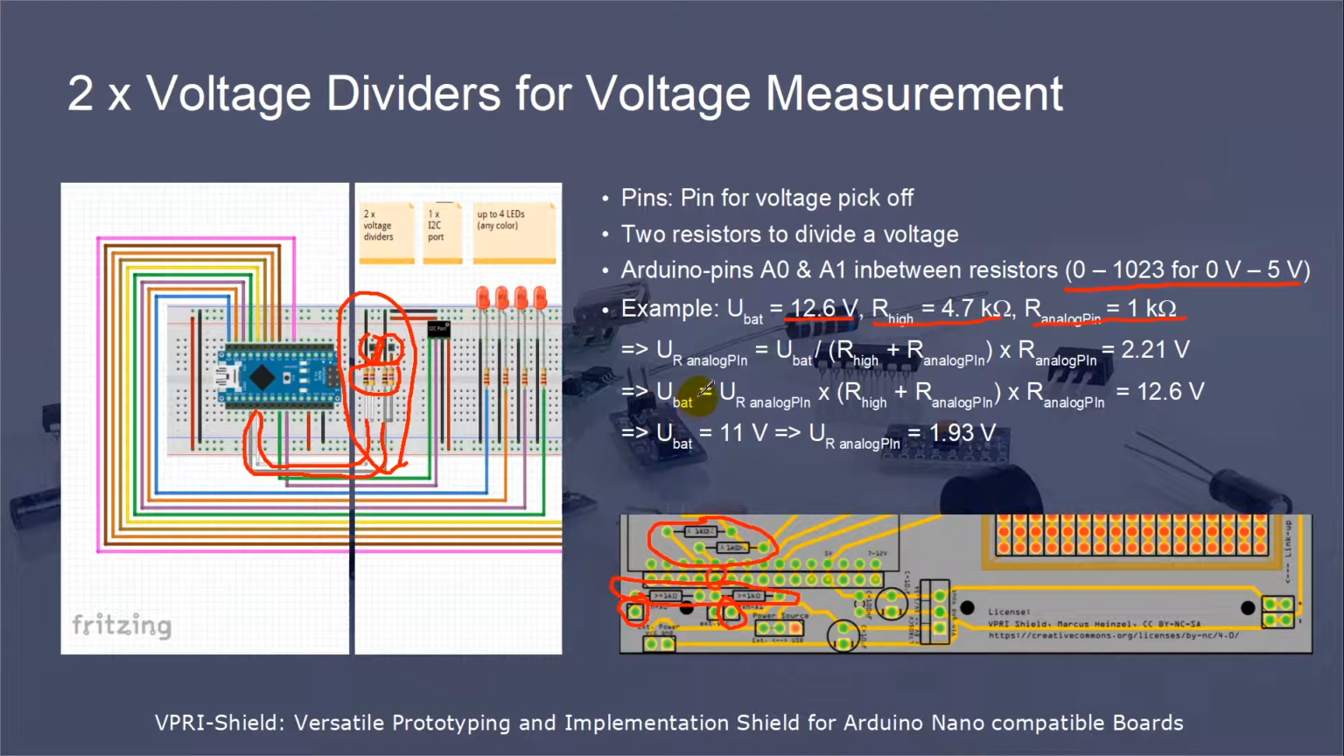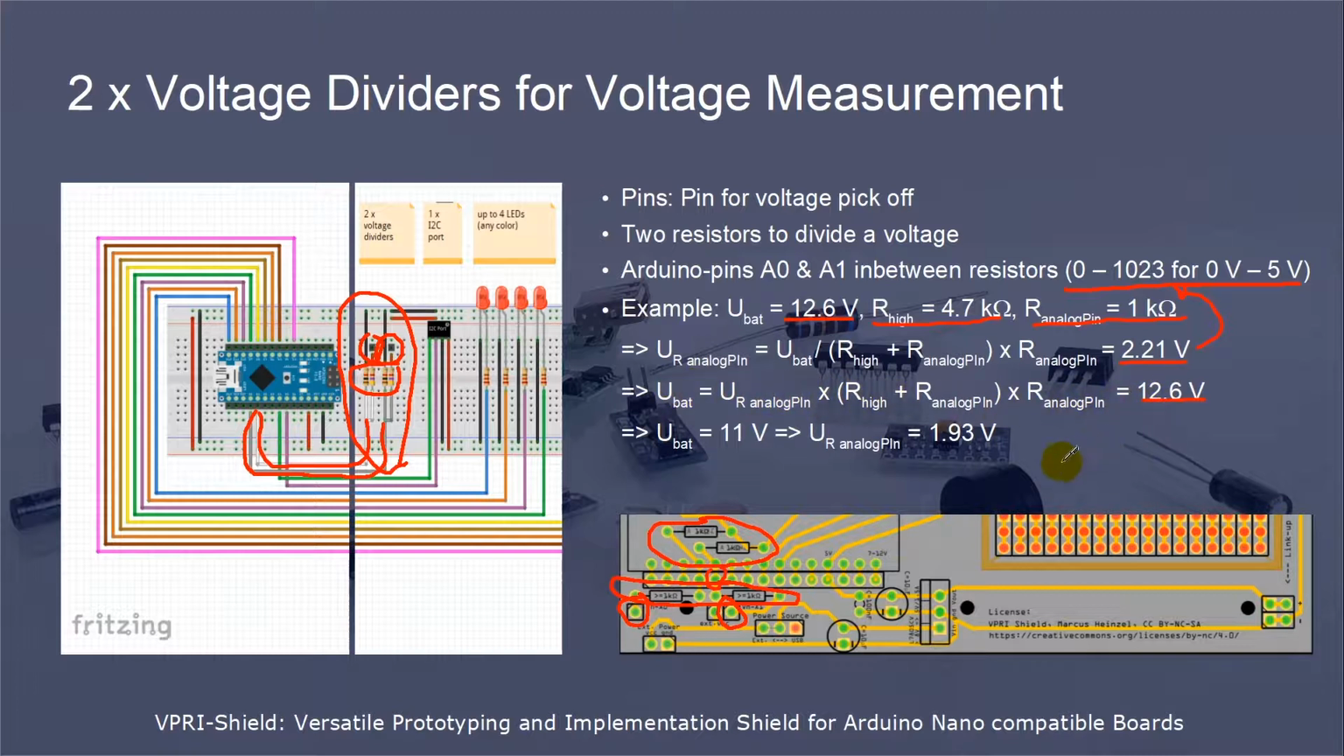If you put in 12.6 volts into the following equation together with the resistor values of 4.7 kilo-ohms and 1 kilo-ohm, then the resulting value is 2.21 volts. Internally in the Arduino this is of course a value somewhere in between 0 and 1023. If you're going the other way around from 2.21 volts back to the battery voltage, you're of course getting 12.6 volts. Look at this equation and put in the values to calculate it.